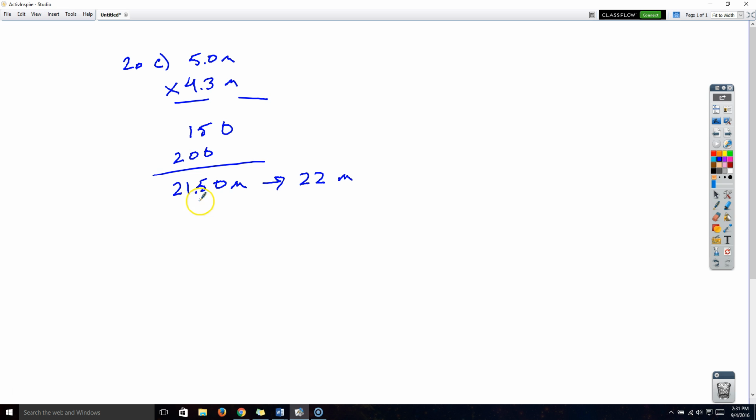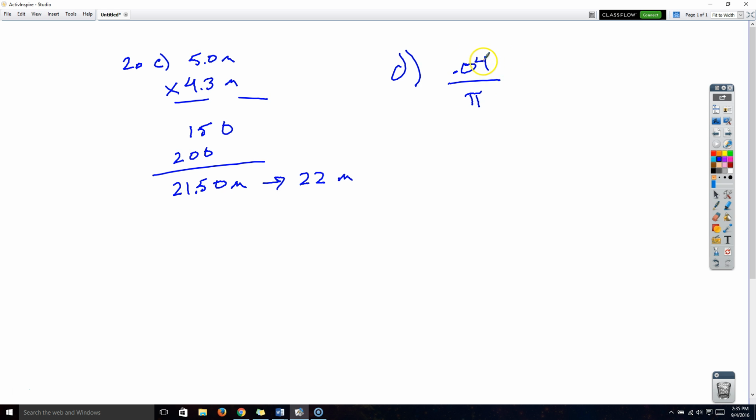If it was 21.4, we'd just leave it at 21. So that is 20C. Go ahead and move on to letter D. For letter D, this one's a little tricky because they've given us 0.04 and then they're dividing it by a number that has an infinite number of significant figures. So we're only going to go by the number that we have on top.